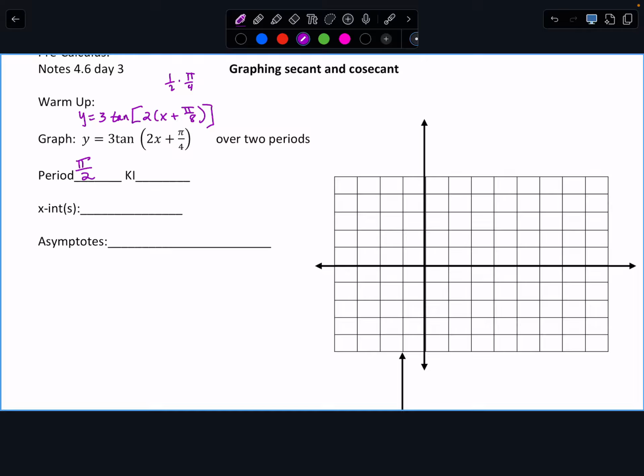The key increment is 1/4 of your period, and so your key increment is pi/8. And there isn't a blank for it, but your phase shift is going to be to the left pi/8. And the nice thing is that the key increment and the phase shift agree. And so we can just grid it out by pi/8.